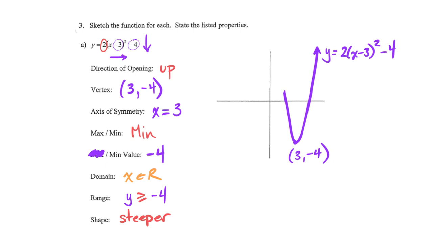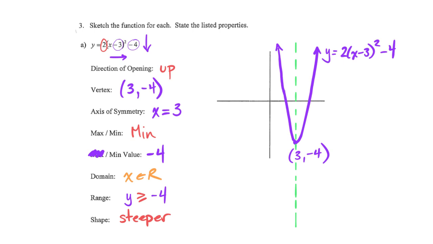Okay, let's take a look at all the properties. So take a look, direction of opening, we should be good on up. You notice the vertex at 3, -4. My axis of symmetry, which is never part of my sketch, is that vertical line that is going to go through the vertex. There we go. You will notice that makes one side the mirror image of the other. The equation of that line would be x = 3.